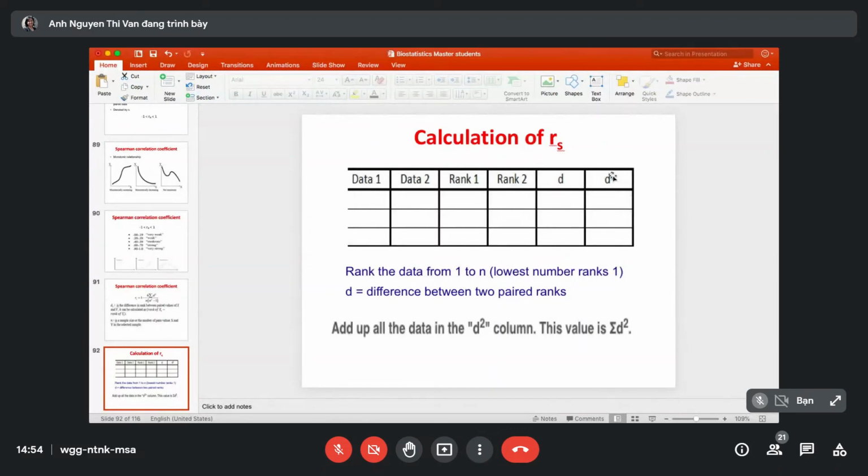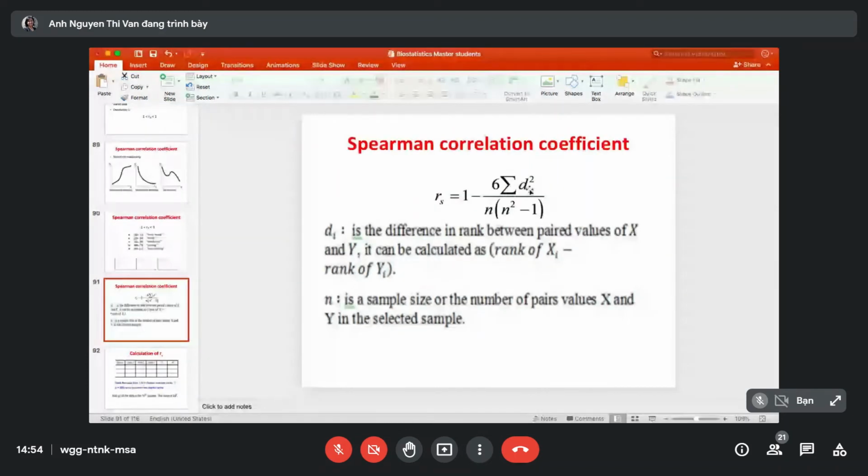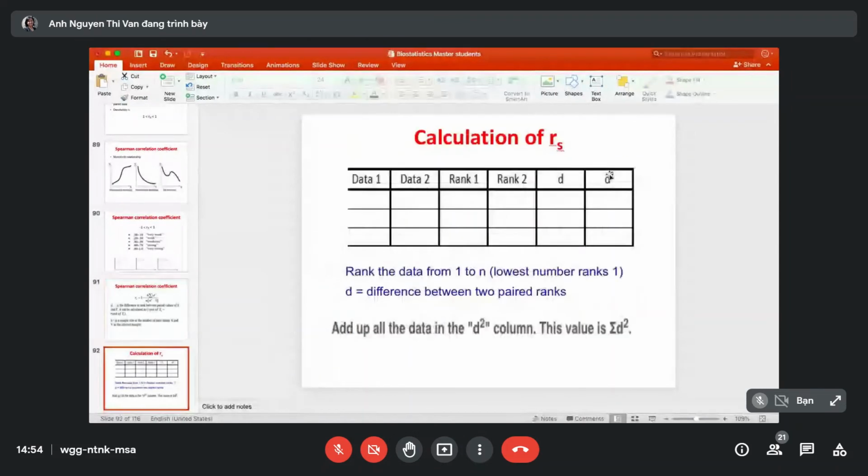Finally, the last row will be the sum of all the values in the column. In this formula you sum up the D square column to get the sum, and then you just apply the formula. If you are careful in each step like that, you will get the correct result. So that is the way to calculate the RS, the Spearman correlation coefficient.